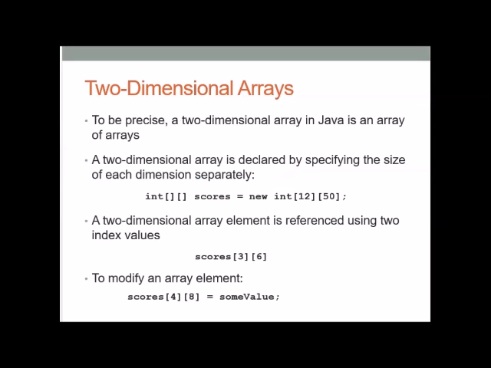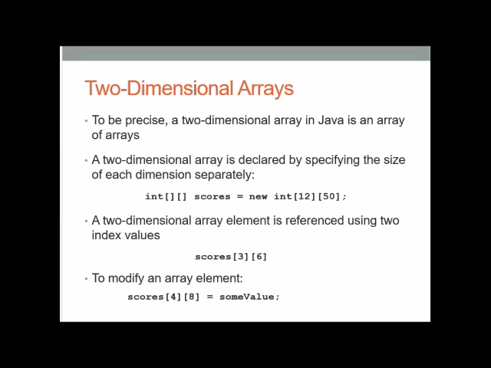So another way to think about a two-dimensional array is that it's a list of lists. So if you had a list, and then within that list you had individual lists as items in your list, then that would be a two-dimensional array. So it's an array of arrays.